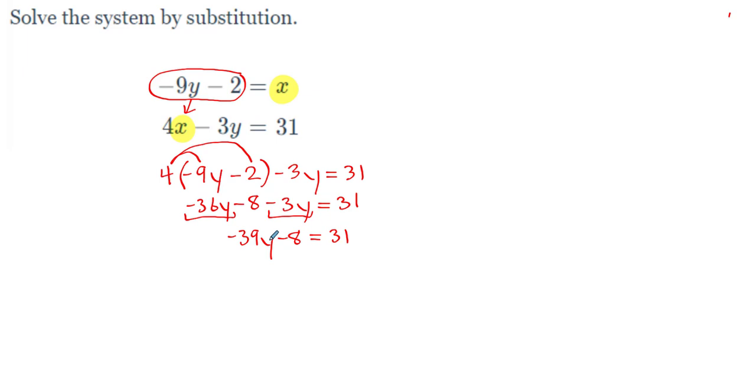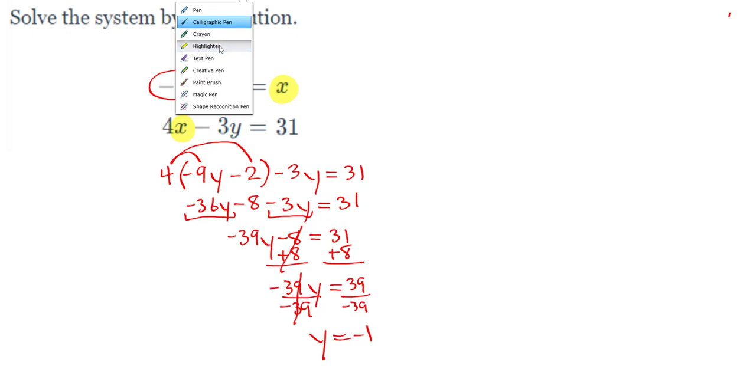Then my first step to solve for y is I'm going to add 8 on both sides. This is going to cancel. I have negative 39y is equal to 39, which is nice. When you see this, you're like, this is going to work out, because most of the time we're going to have integers. So divide by negative 39 on each side. And the negative 39 divided by negative 39 is a positive 1. But a positive 1 times y just simplifies to y. So 39 divided by negative 39 is negative 1.